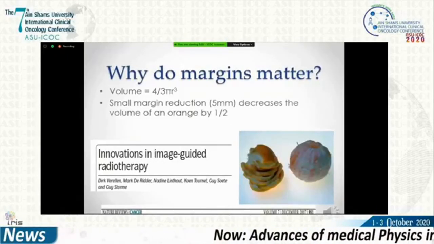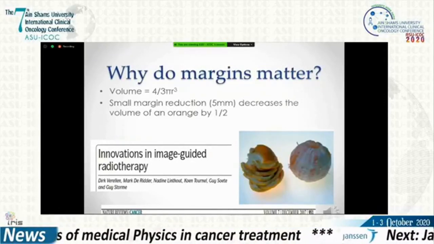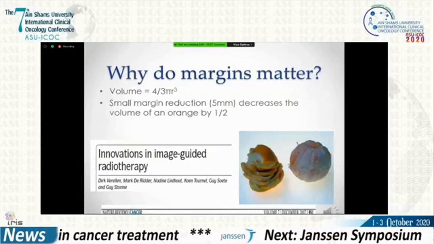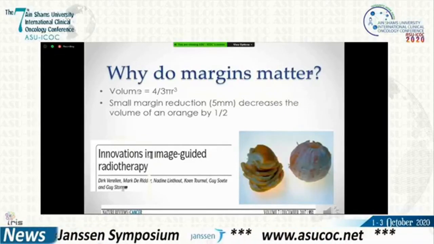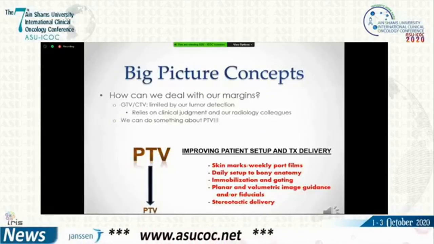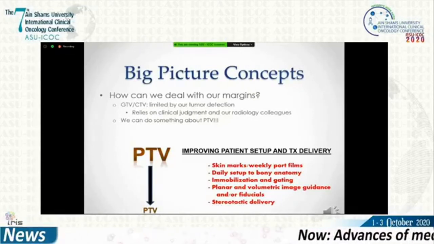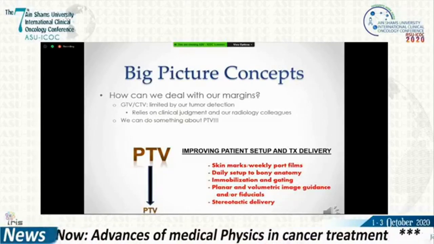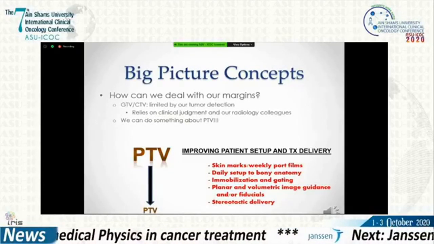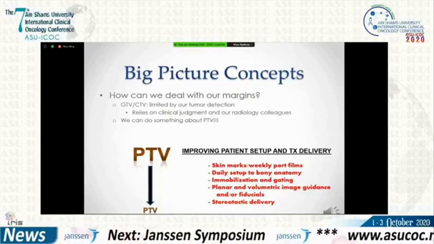So why do margins matter? It comes down to this: you can see small margin reductions decrease the volume of the target by half of the volume initially. How do we do that? We cannot do much with the GTV and CTV, as those are defined by the tumor, and our clinical judgment and radiological colleagues are best placed to define them.